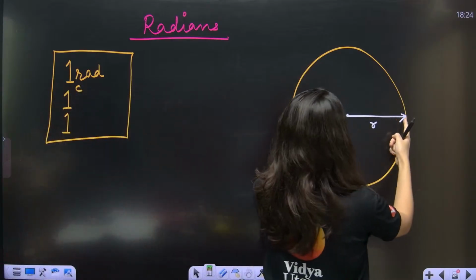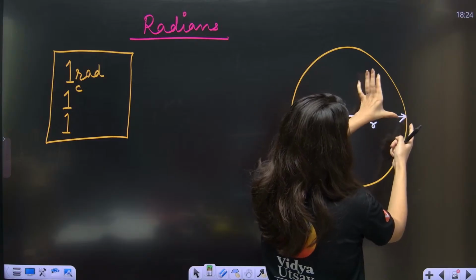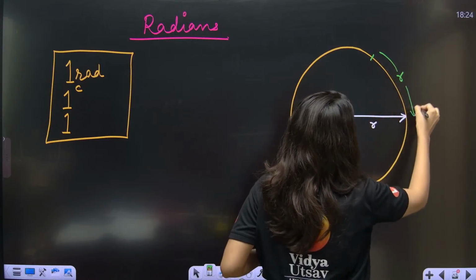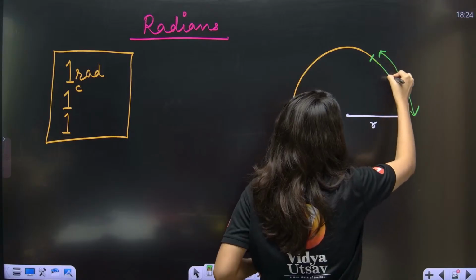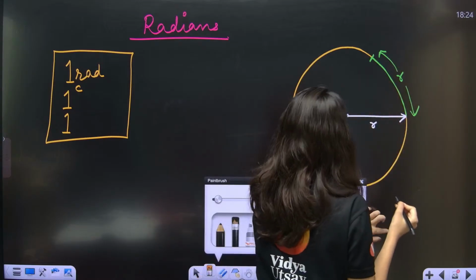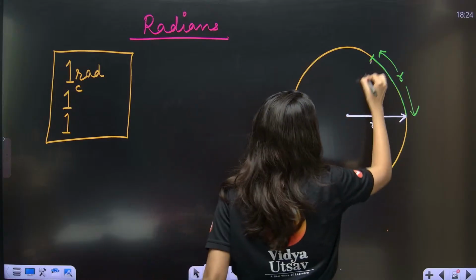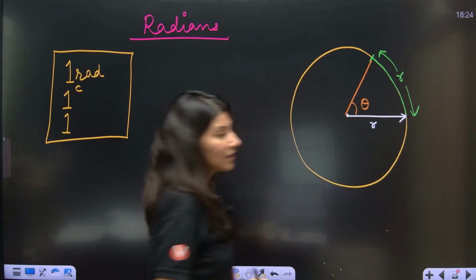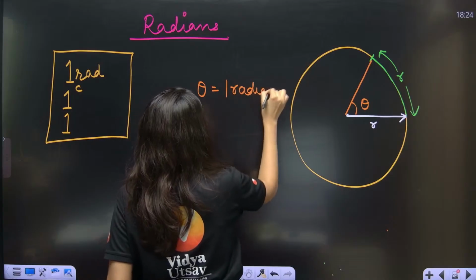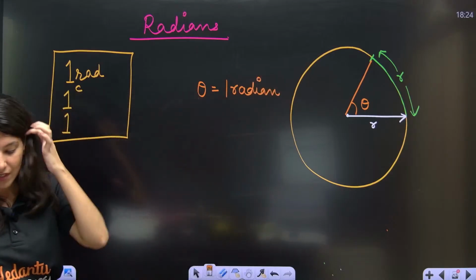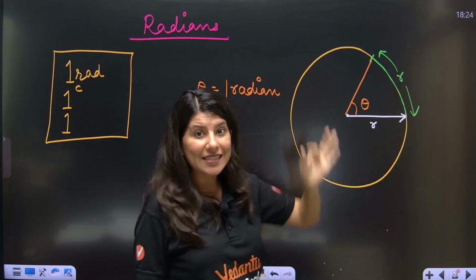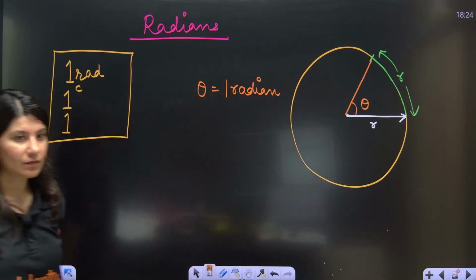If I measure this radius and intersect an arc of length r, this is your arc. What is the length of this arc? I am talking about this portion. The length of this arc is equal to the radius. Now if this arc subtends angle theta at the center, that theta is nothing but 1 radian. So the definition: the angle subtended by an arc equal to the radius of the circle is 1 radian. That's it.